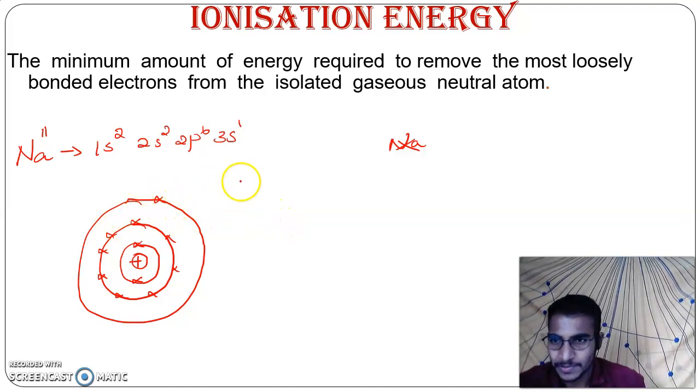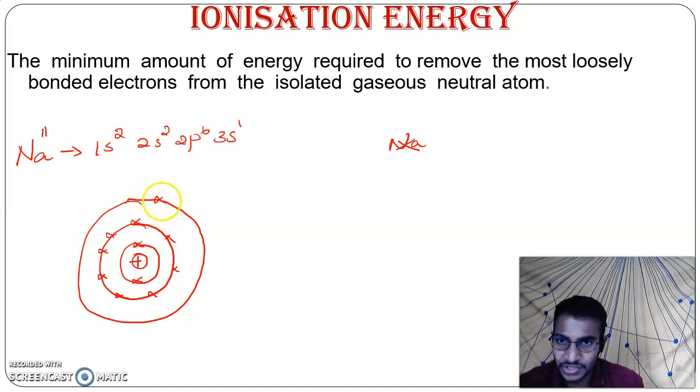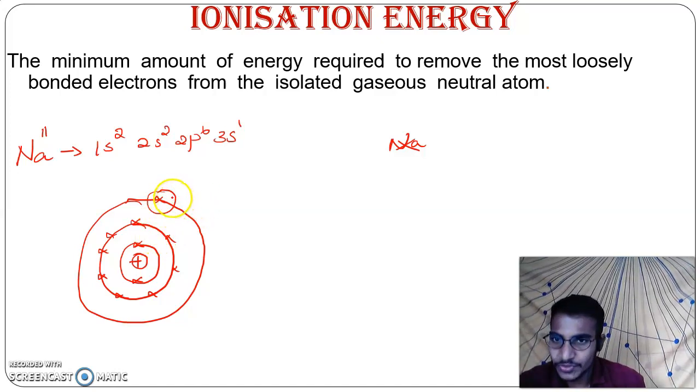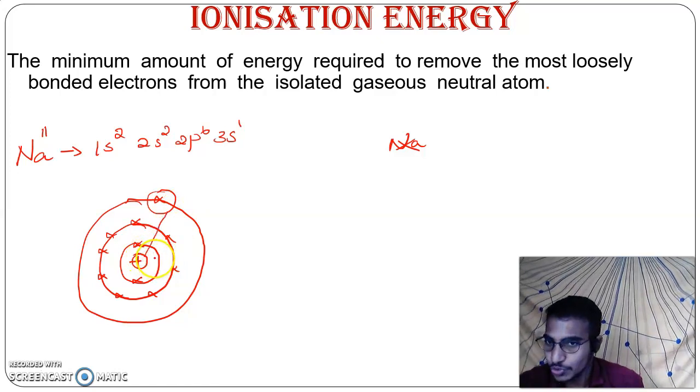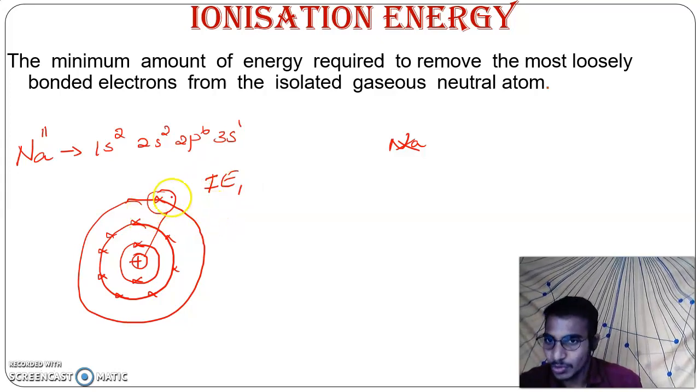In this particular example, I have an ionization energy. I require ionization energy to remove an electron which is present in the third shell. To remove an electron from the third shell, which, as I said, is far from the nucleus, we require less ionization energy. I'll take ionization energy 1. To remove an electron from the outermost shell, we require less ionization energy.